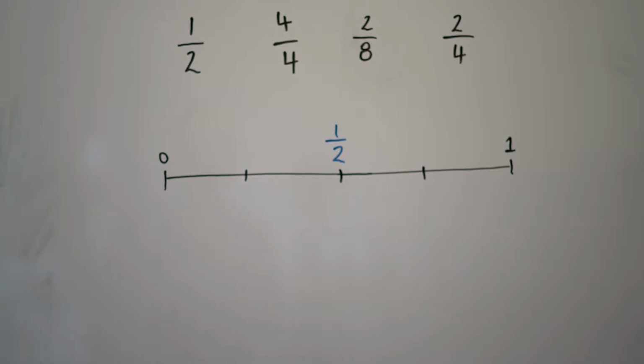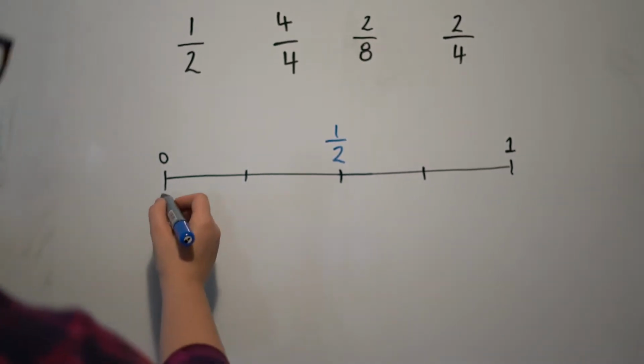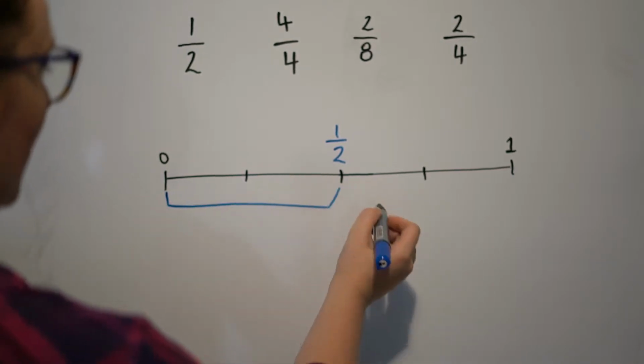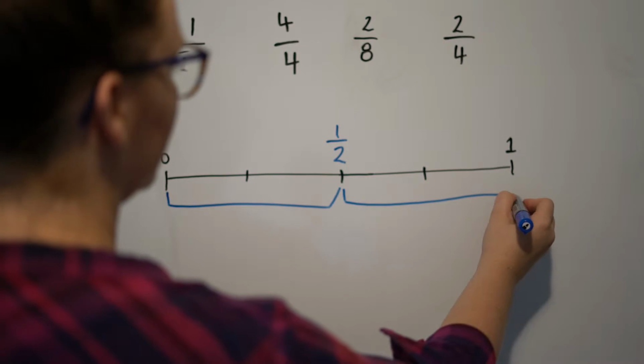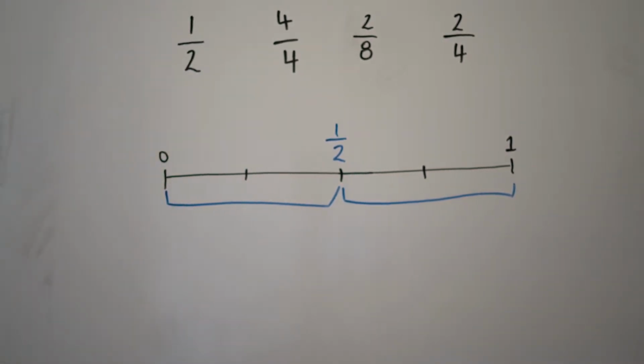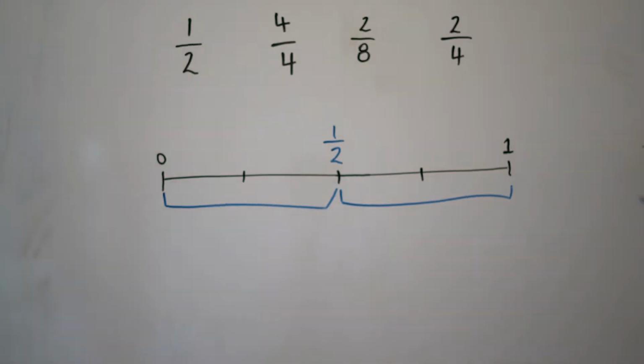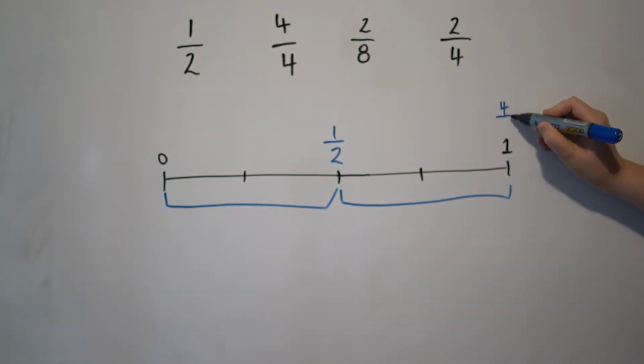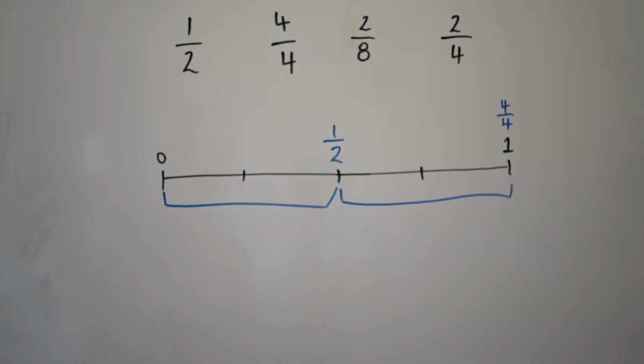If I had a look at my number line, you could see 1, 2. There are 2 sections and my 1/2 is halfway between the first and the second. Now let's look at the other fractions. We have 4 quarters, 2 eighths, and 2 quarters. Now I know that 4 quarters is the same as 1 whole. So I'm going to place that on my number line. So now I've only got 2 fractions left. I've got 2 eighths and 2 fourths.